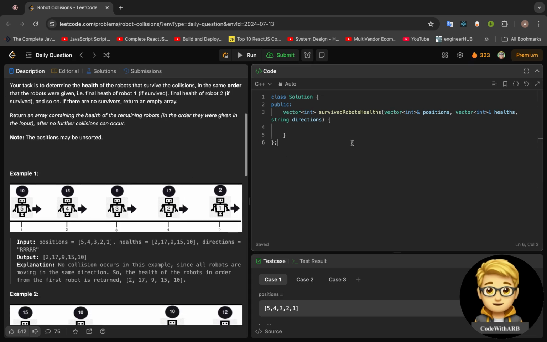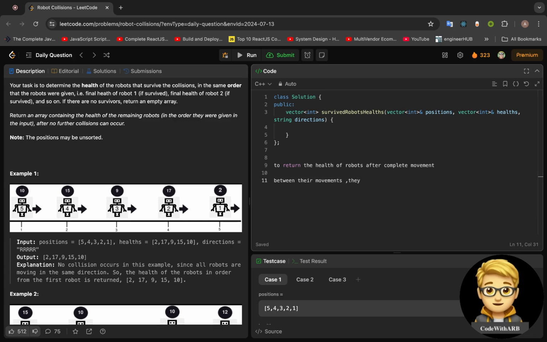So basically, the question is asking to return the health of the robots after complete movement. Between their movements, they can collide if they come between each other's paths. And there are conditions of collisions.